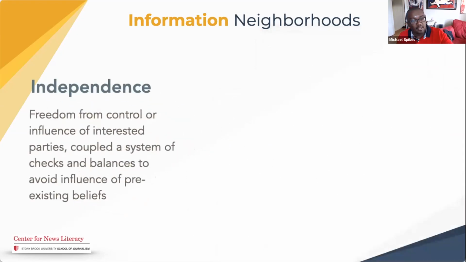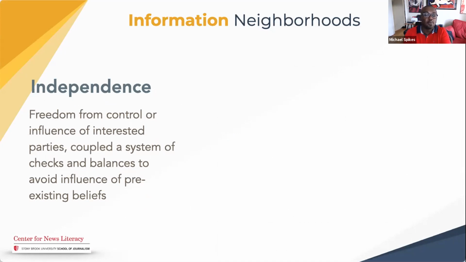Now, secondly, there's independence. Independence is freedom from the control or influence of interested parties, coupled with a system of checks and balances to avoid the influencing of pre-existing beliefs on coverage. Something I mentioned earlier: on a publication level, this means that a publication has freedom from the control or influence of any interested parties, especially on the outcome of the story or the framing of it. What this helps is to provide a sense of relative objectivity during the process of reporting.